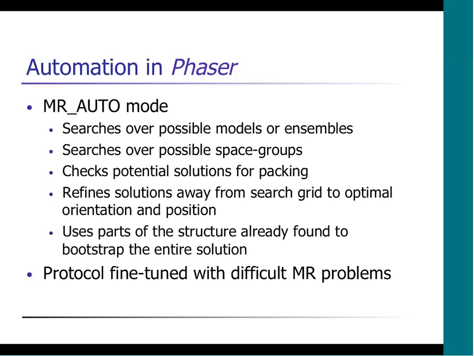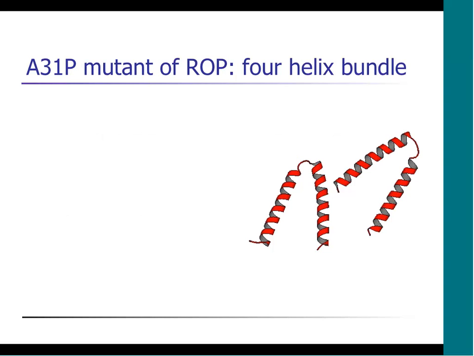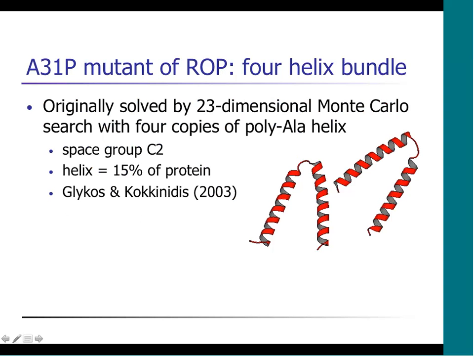So here's an example of how automation can solve a rather difficult problem. It's a mutant of the ROP protein, which is a four-helix bundle. And we've got two pairs of helices here. If you apply symmetry, then the symmetry generates another two pairs of helices, so you get two four-helix bundles. But this structure was actually solved by an amazing tour de force by Nicholas Glykos. He has a Monte Carlo program called Queen of Spades, which he moved four copies of a polyalanine helix around, scored them for the fit to the diffraction data, and looked for a solution to the molecular replacement problem. So it turns out this is a 23-dimensional search, and after months of computing time, he managed to get a solution.